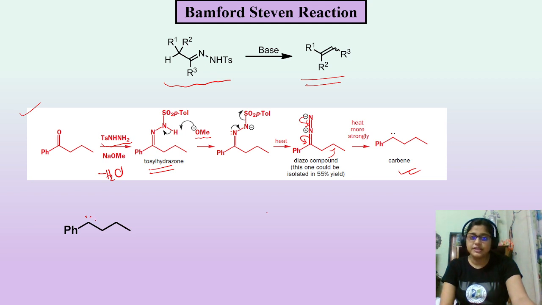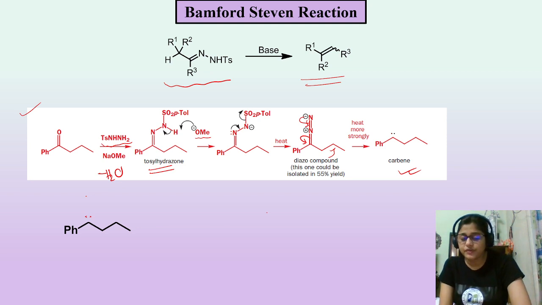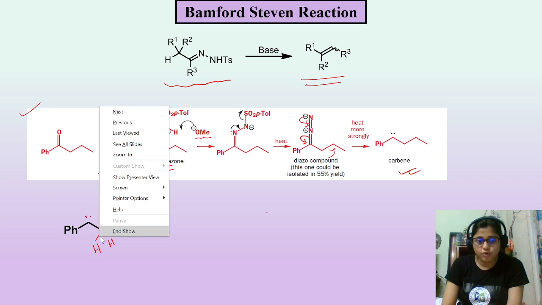In the reaction medium, nothing is there. NaOMe is there, which is acting as a base. Okay, so what will happen now? We know that one of the most important reactions of the carbene is the insertion of H. Okay, so here H is present in the adjacent carbon. It is present, right? So it can go to this one.